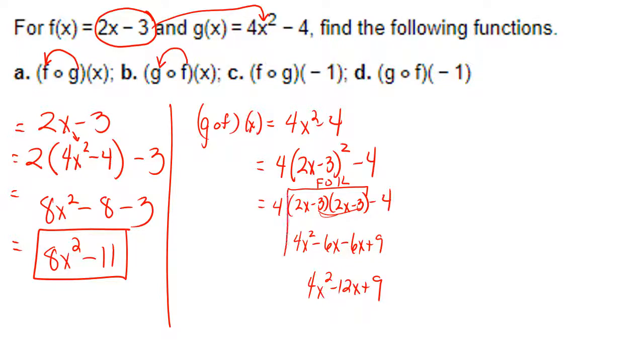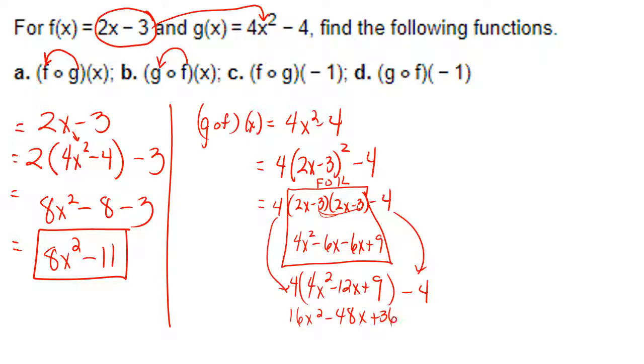But that's not all I had. I also had a 4 in front, and I also had a subtracted 4 in the back. So I really have 16x squared minus 48x plus 36 minus 4. And we can simplify 36 minus 4 is 32. So that would be the answer for part B. It was quite a bit more going in that direction.